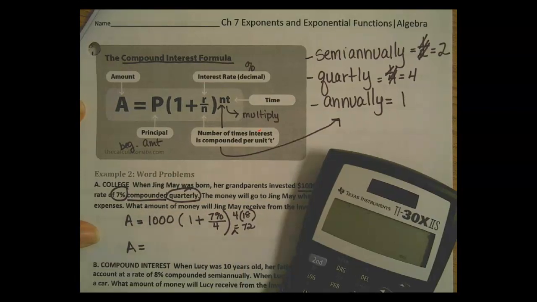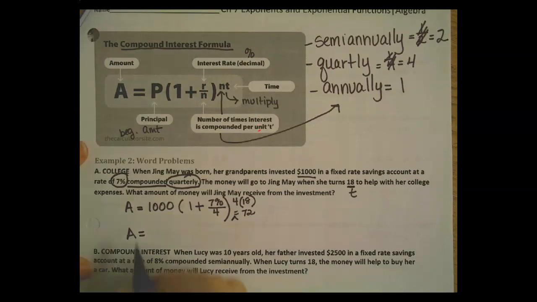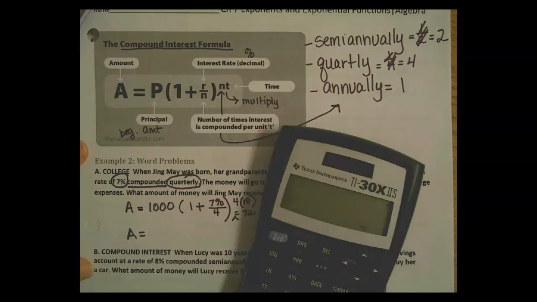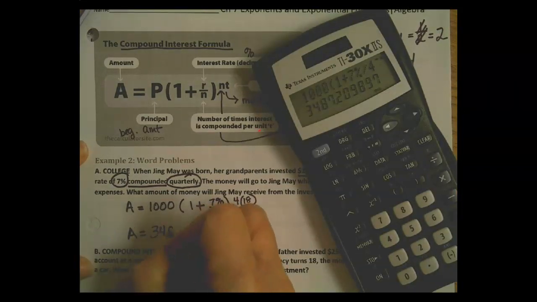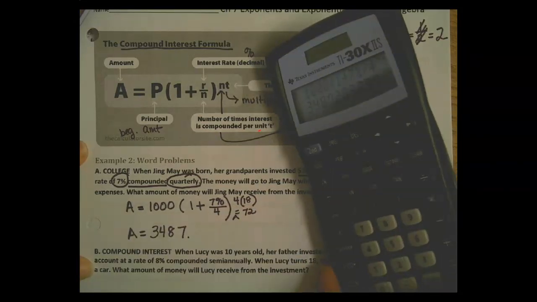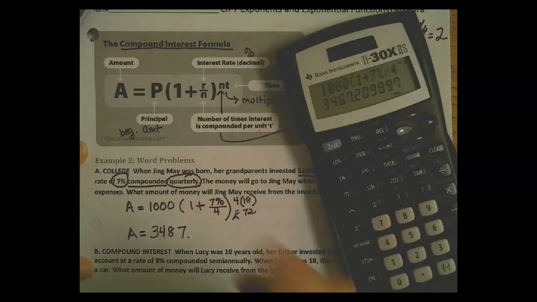The great thing about a formula is you just substitute your values, plug figures in here, and your answer arrives. So here we go, 1,000, 1 plus, again I'm going to do 7% divided by 4, parentheses, caret key 72. So how much do you guys think she's going to have just off of $1,000 for 18 years? It's not bad. $3,487, and how many cents is that? 21 cents. That 9 is going to tell that 0 to bump up 1. So 21. Not bad.